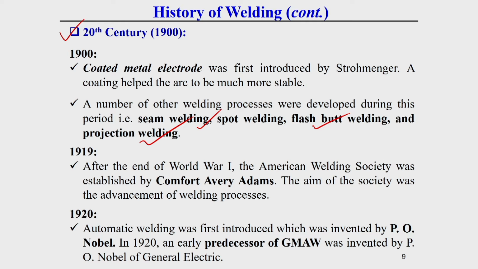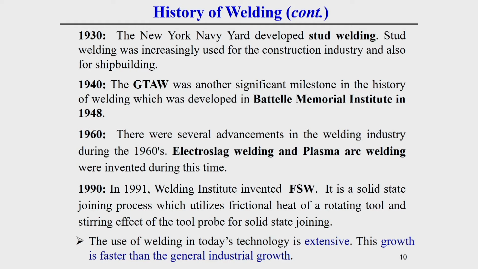Then after the First World War, in 1919, the American Welding Society was established by Comfort Avery Adams. The aim of this society was the advancement of welding processes. In 1920, automatic welding was first introduced, which was invented by P.O. Noble. Also in 1920, an early predecessor of GMAW, that means gas metal arc welding, was invented by P.O. Noble of General Electric. Then in 1930, the New York Navy Yard developed stud welding. Stud welding was increasingly used in the construction industry and also in the shipbuilding industry.